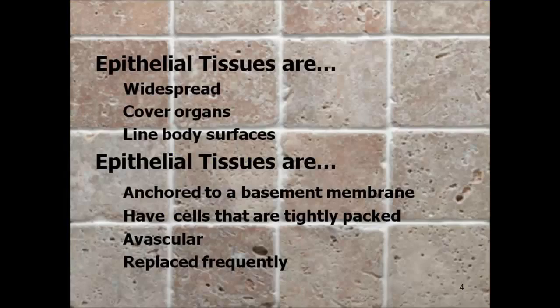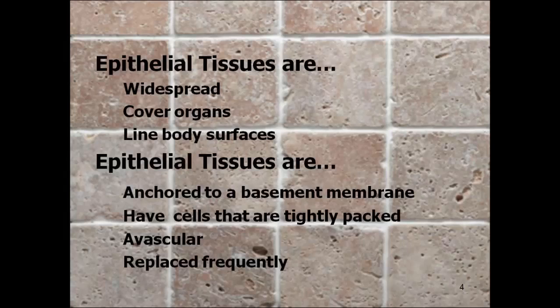Epithelial tissues are widespread throughout the body. They cover our organs. Remember that term, viscera. They line our body cavities. They cover our body surface. Just like the tiles on the floor in this picture, the epithelial cells are tightly packed together.